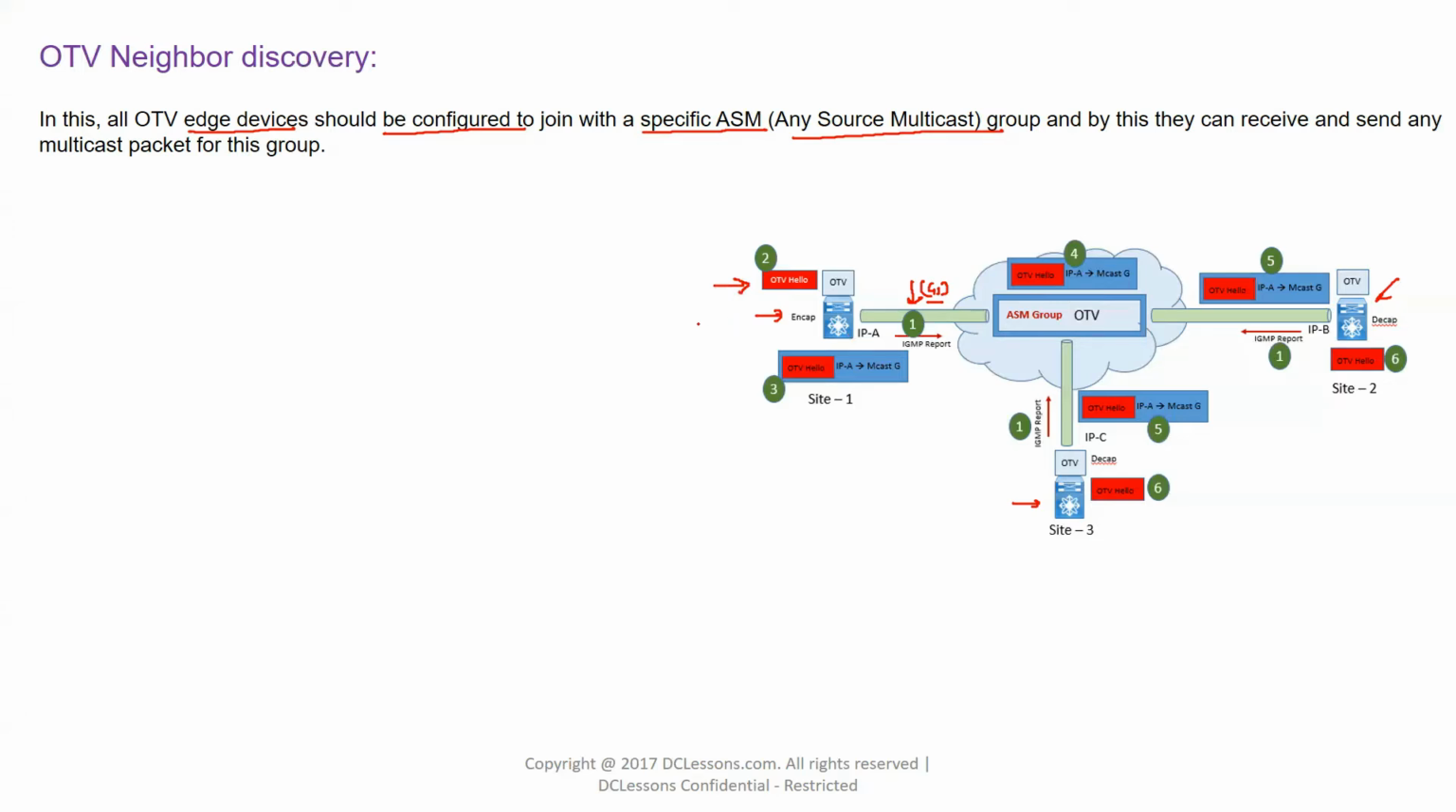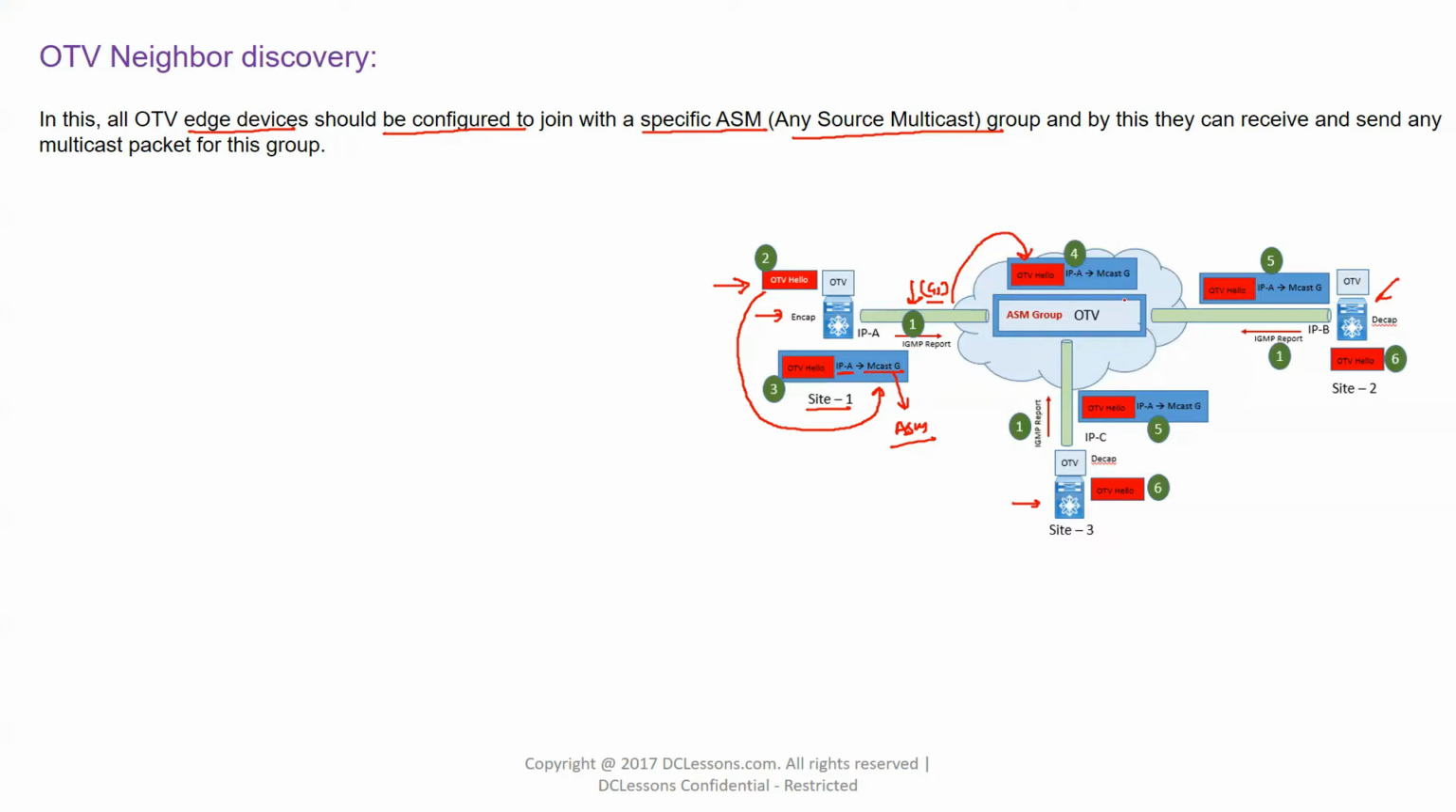How is the OTV hello created? The overlay interface that is configured on the OTV edge device will create an OTV hello, and this OTV hello will be encapsulated in the OTV header using the source IP of IP A, if I am talking about site 1, and the multicast group is multicast group G, which is the ASM to which all the sites have joined. Now this multicast packet is sent across all the sites using the multicast infrastructure.